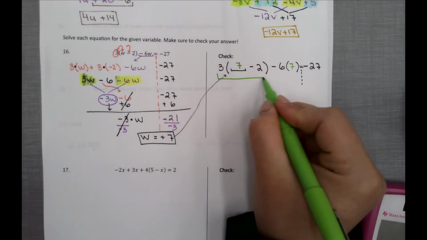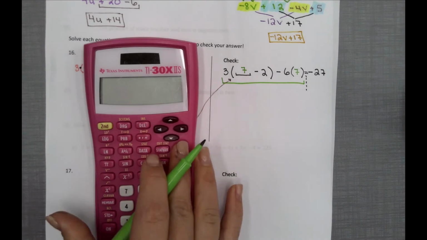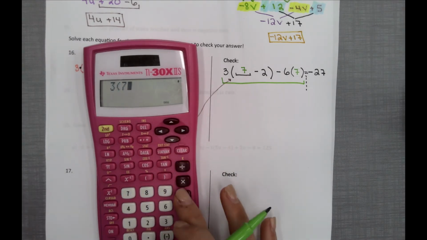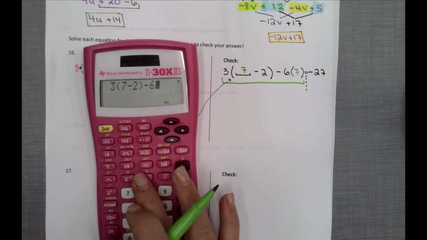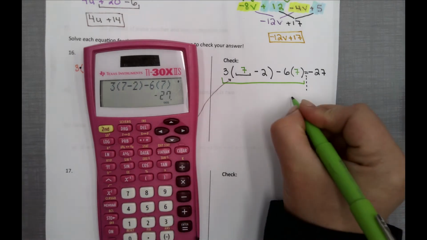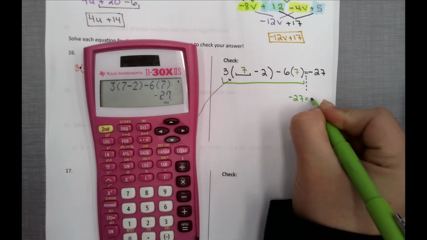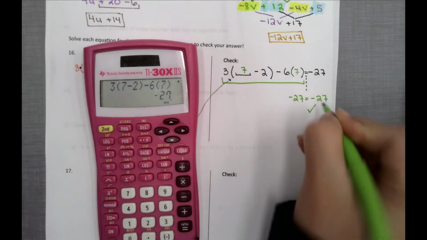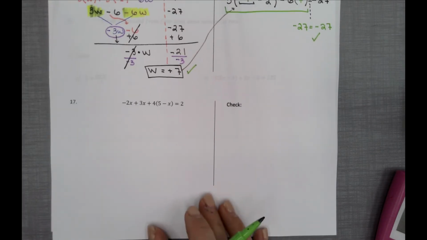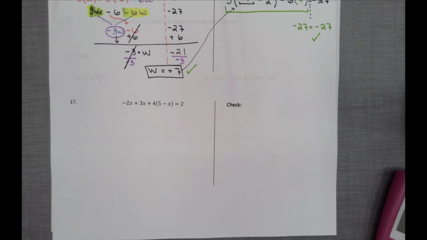I'm going to type that into the calculator. So we got 3 open, 7 minus 2 close, minus 6 open, 7 close. And it does give me a negative 27 on both sides, which is happy dances. And we get to check off that positive 7 is indeed our answer. Moving on to question number 17.